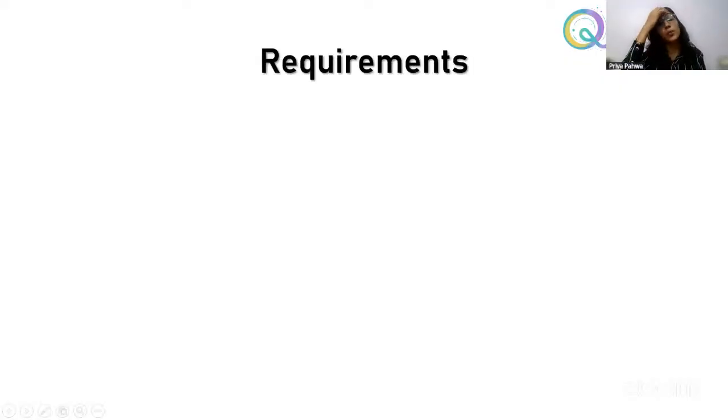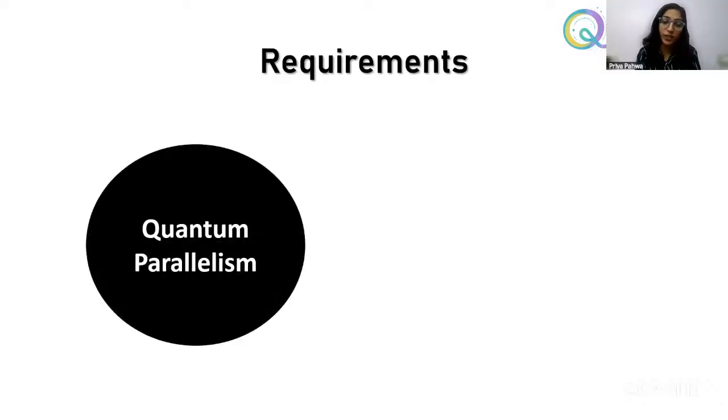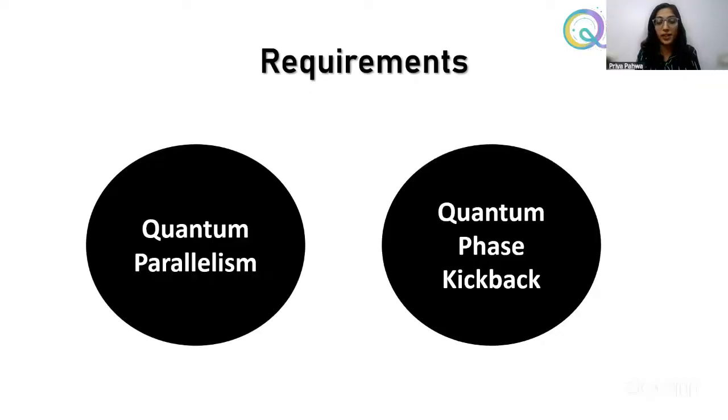So now let's talk about what the major requirements are in quantum algorithms. The major requirements are quantum parallelism, one more jargon here for you all, and quantum phase kickback. So first, let's hop on to quantum parallelism, right?